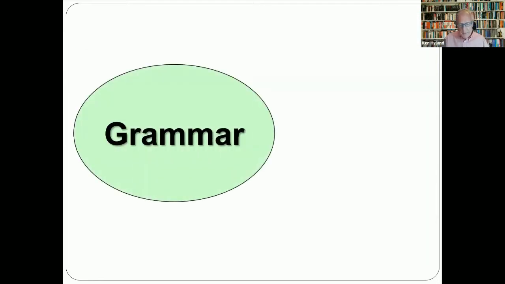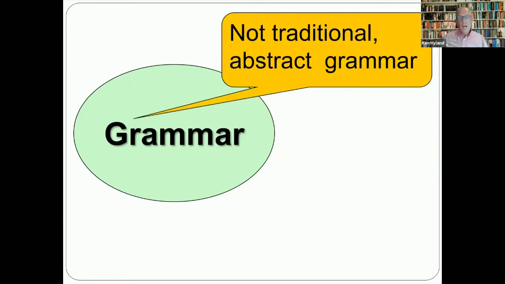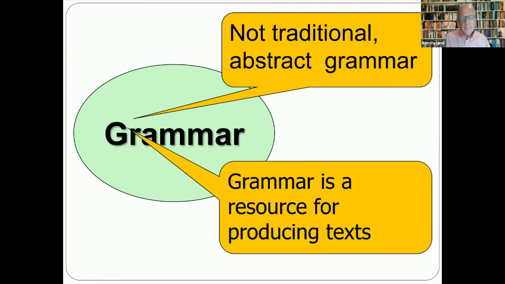Now, what does all this mean in the classroom? Well, it means attending to grammar, for one thing, but this isn't the old-fashioned, traditional, abstract grammar of the writing as object approach. Here, grammar is seen as a resource for creating meanings.